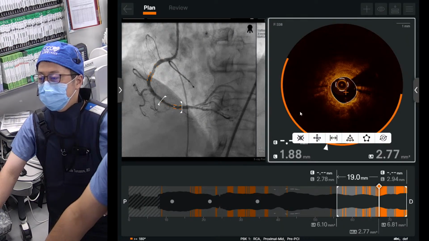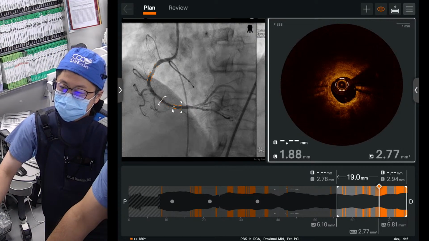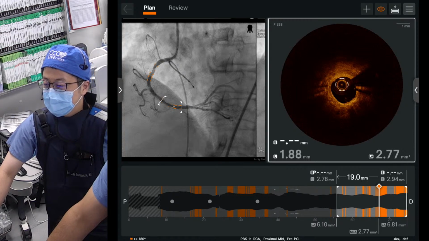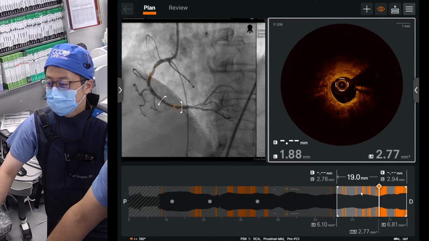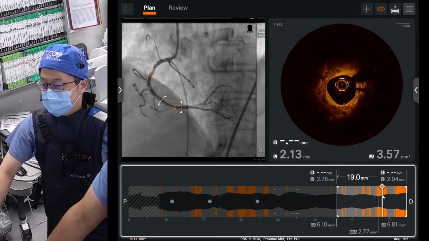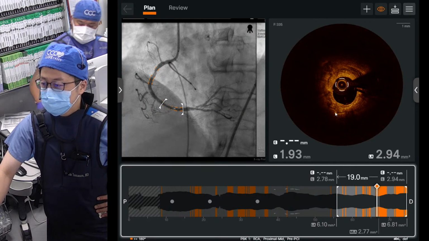Yep. Now we got an image. So now you see that the left panel is the angio, and this white dot is the cross section. Then we see the cross section, and the bottom panel is the longitudinal view. So now I can move this tag. This is a distal RCA, and now you see even the distal RCA has a concentric calcified lesion.